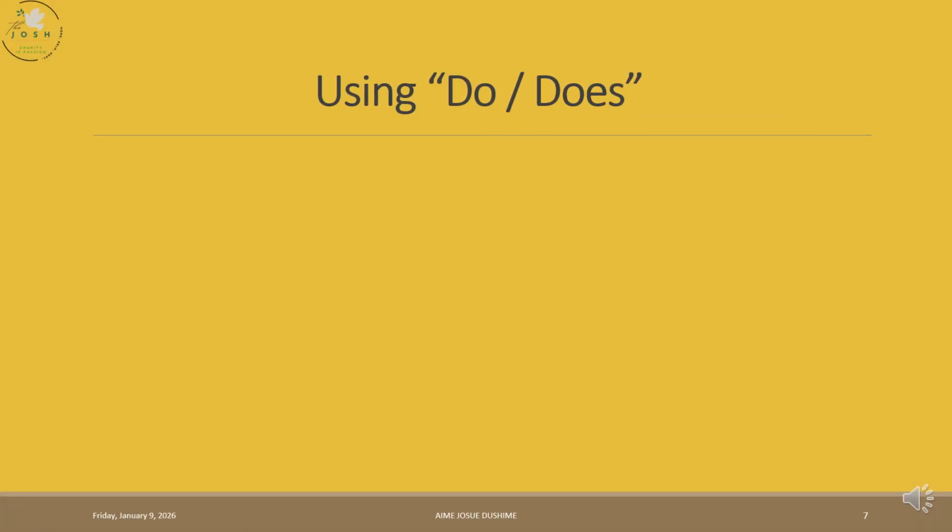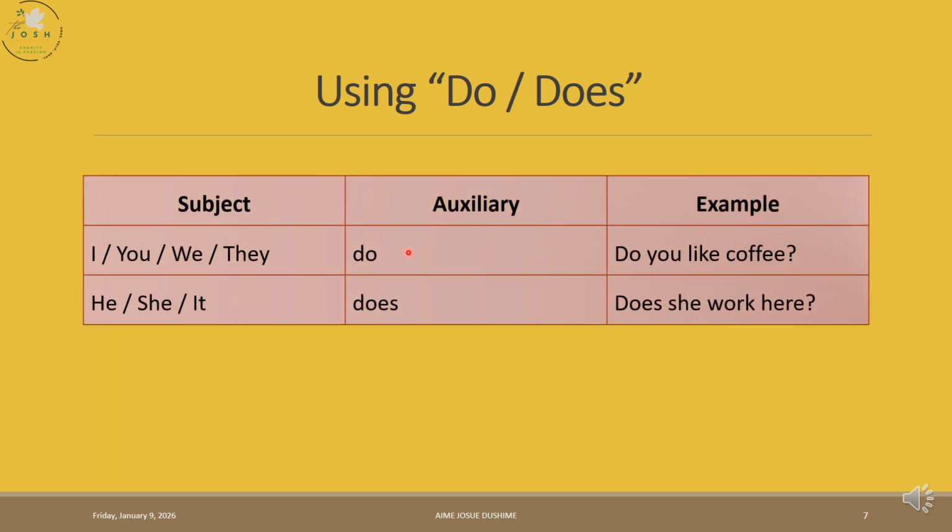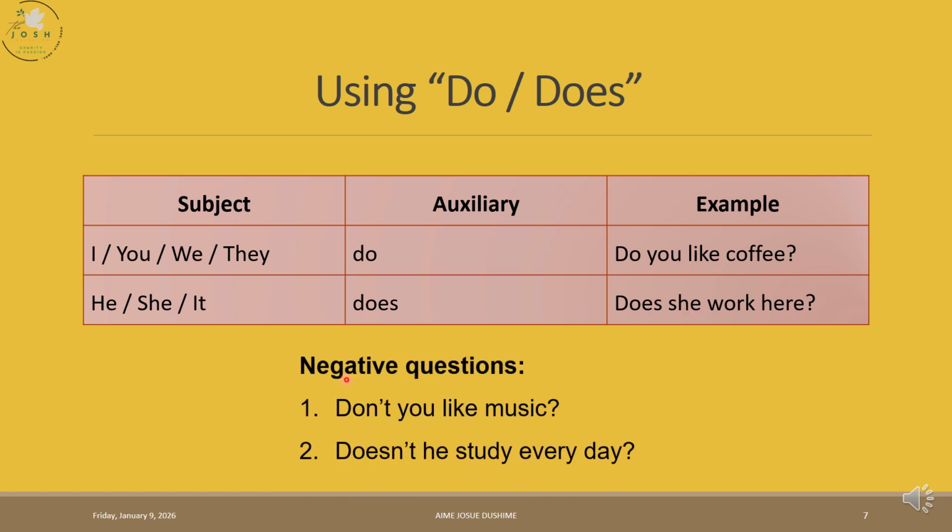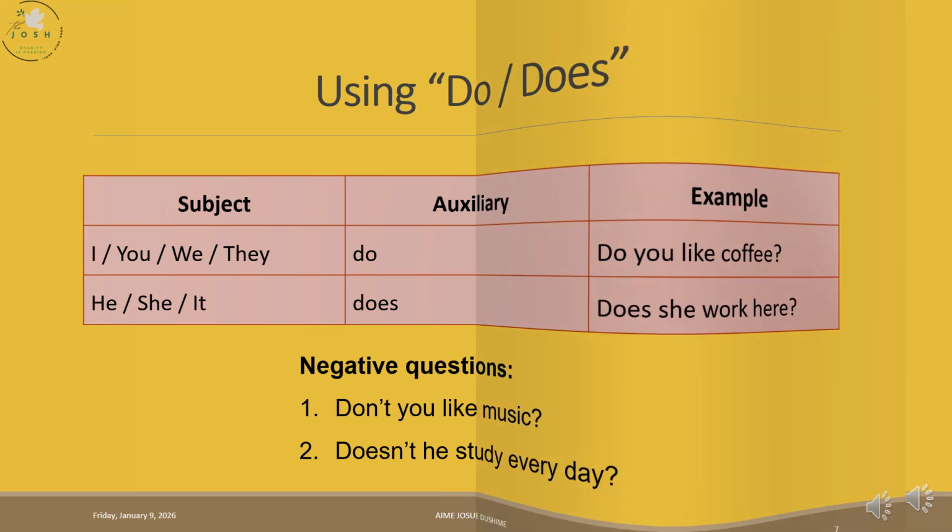How about using do or does now? Yes, as I said previously, with I, you, we, they, we use do. With he, she, it, we use does. "Do you like coffee?" "Does she work here?" "Do you like music?" "Does he study every day?"